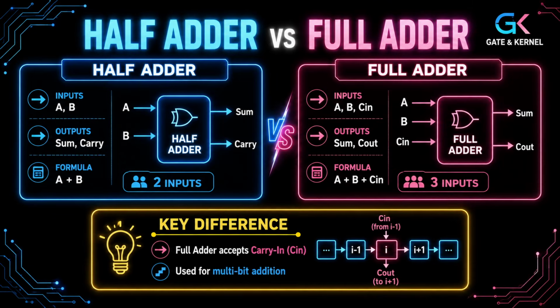Chapter 10. Half adder versus full adder. The difference between a half adder and a full adder is simple. A half adder has two inputs, A and B. It calculates A plus B. A full adder has three inputs, A, B, and Cin. It calculates A plus B plus Cin. So the most important difference is not simply that the full adder has more gates. The important difference is that it can accept a carry from the previous bit position. That is what makes the full adder useful for multi-bit arithmetic.